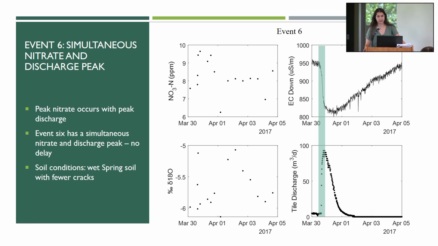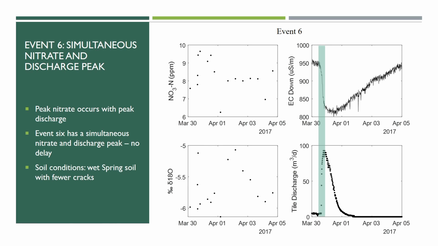In contrast, Event 6 was very different. Event 6 was a small precipitation event in late March of 2017. In contrast to Event 4, Event 6 does not have the delayed nitrate and discharge peak. The peak nitrate occurs simultaneously with discharge, and we also assume these soil conditions to be wet spring soil. It's more saturated, there's fewer cracks and larger spaces in the soil. And again, you can see that relationship between electrical conductivity and discharge highlighted in the two graphs on the top right corner and bottom right corner.